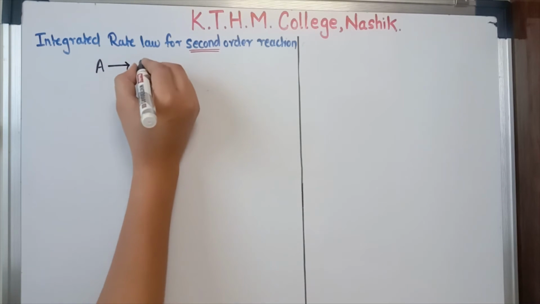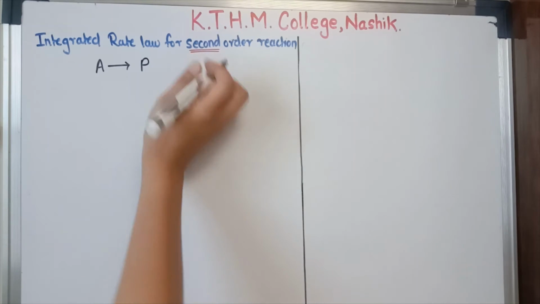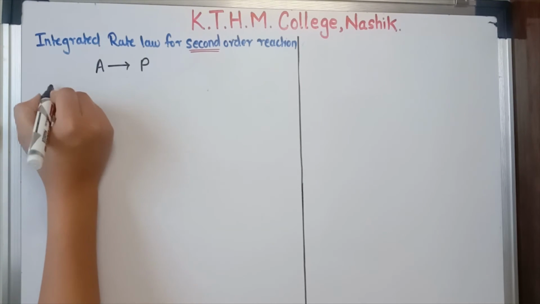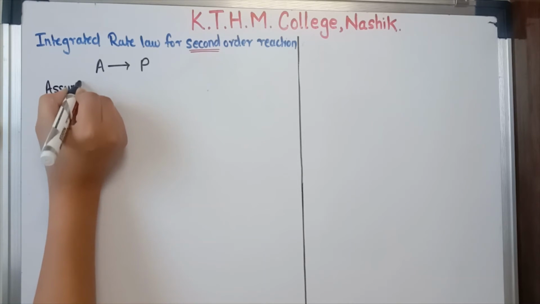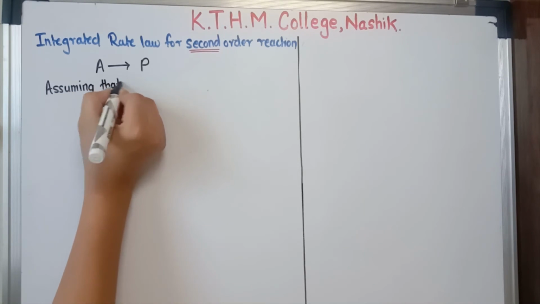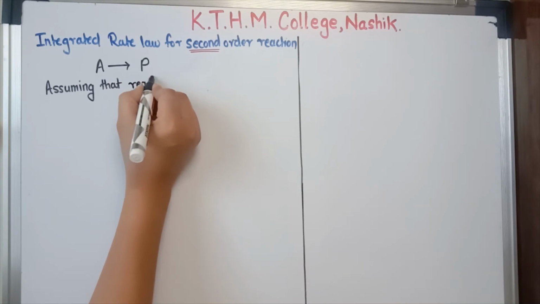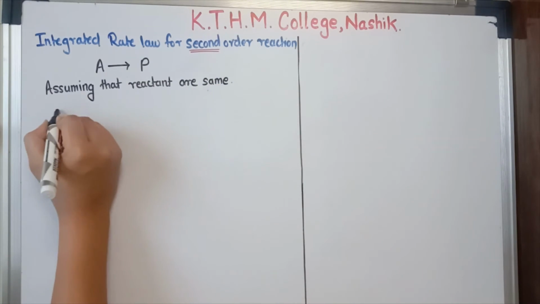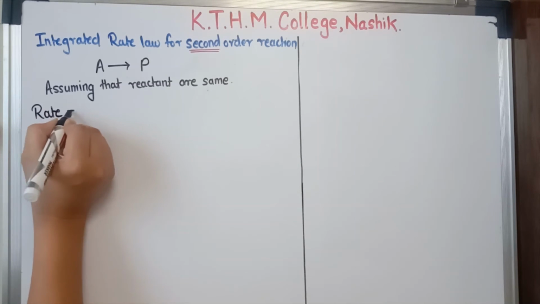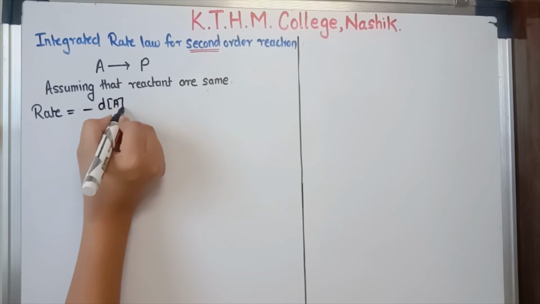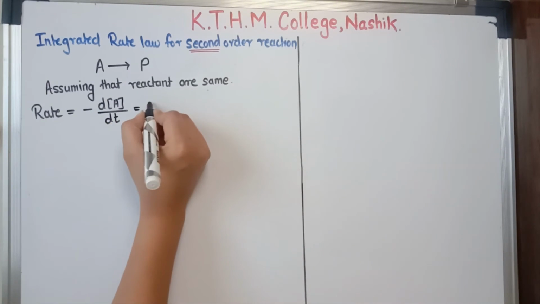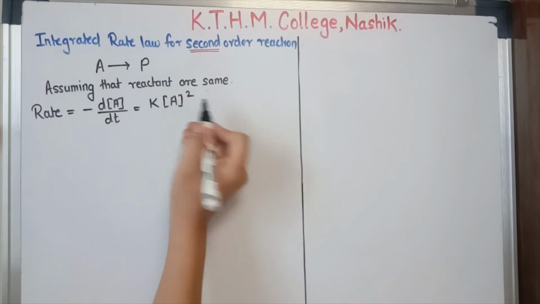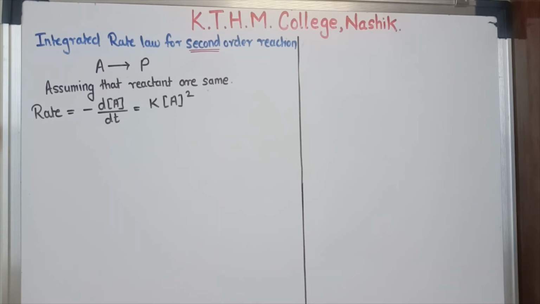Here assume the reaction A gives the product P. Assume that the reaction is a second order reaction, assuming that the reactants are the same. So now rate is equal to minus dA upon dt, which is equal to K into A raised to 2. Why 2? Because we are assuming that the reaction is a second order reaction.